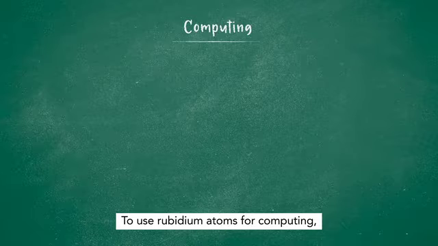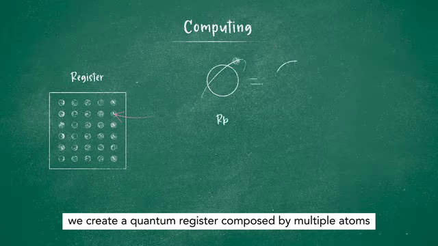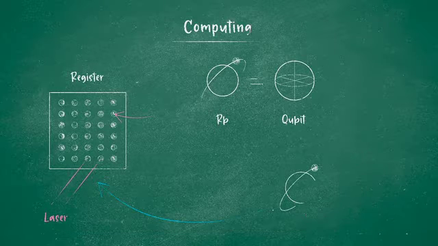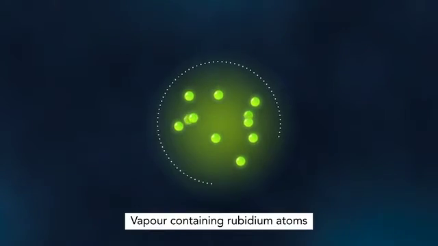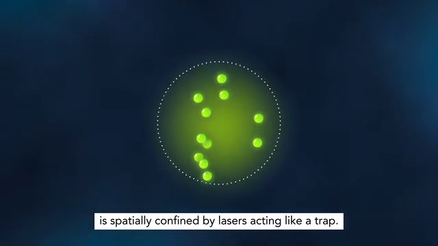To use rubidium atoms for computing, we create a quantum register composed of multiple atoms functioning as qubits and make them interact using laser beams. Let's see how it works step by step. Vapor containing rubidium atoms is spatially confined by lasers acting like a trap.